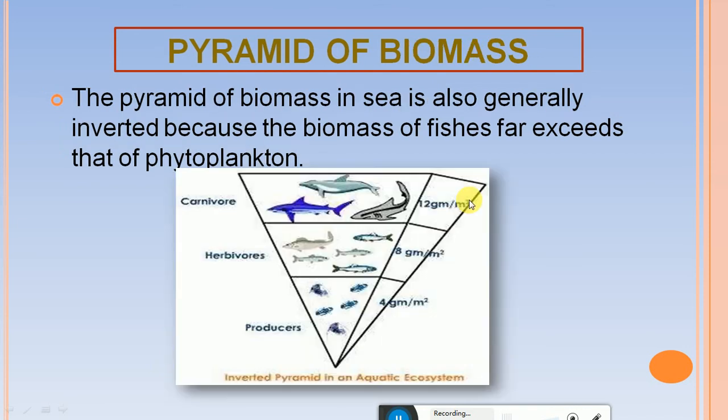This is called the pyramid of biomass. The pyramid of biomass in the sea is generally inverted because the biomass of fishes far exceeds that of phytoplankton. As you can see, it is an inverted pyramid in an aquatic system. The producers are 4 grams per meter square. They are eaten by herbivorous fishes, which are again eaten by carnivores. You can see the numbers start to decrease as you go upwards, and the energy starts to reduce.